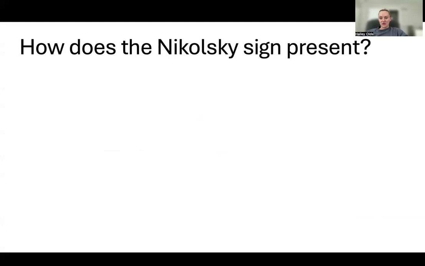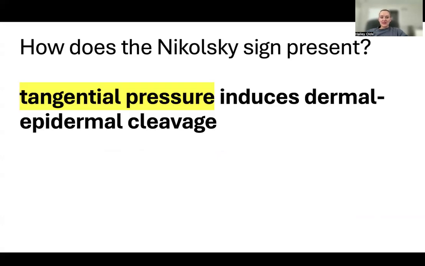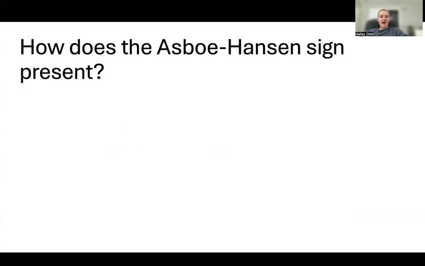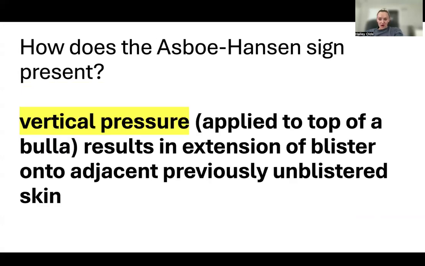So what is the Nikolsky sign? So basically, when you put tangential pressure, it induces a blister. How does the Asboe-Hansen sign present? So when you put vertical pressure on a blister, it spreads into adjacent, previously unblistered skin. So Nikolsky is when you put tangential pressure and it causes a blister, versus Asboe-Hansen is you press down on an existing blister.